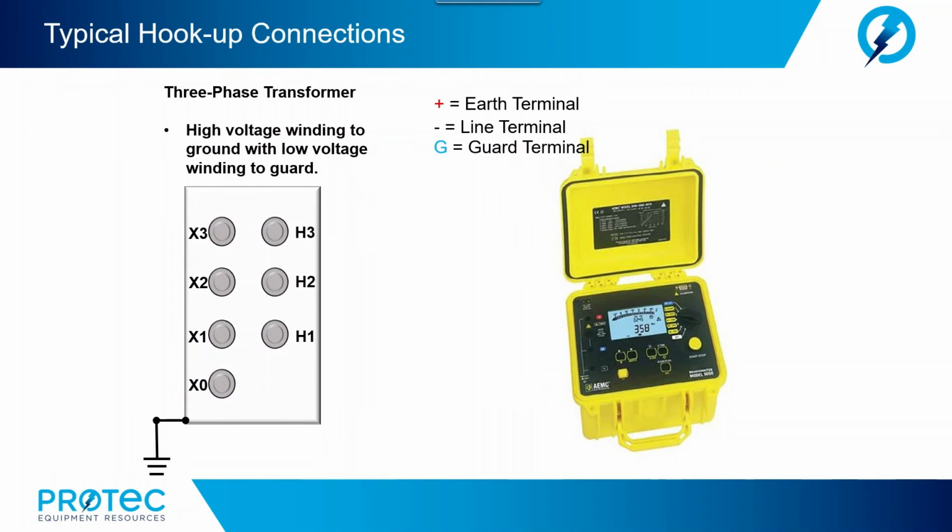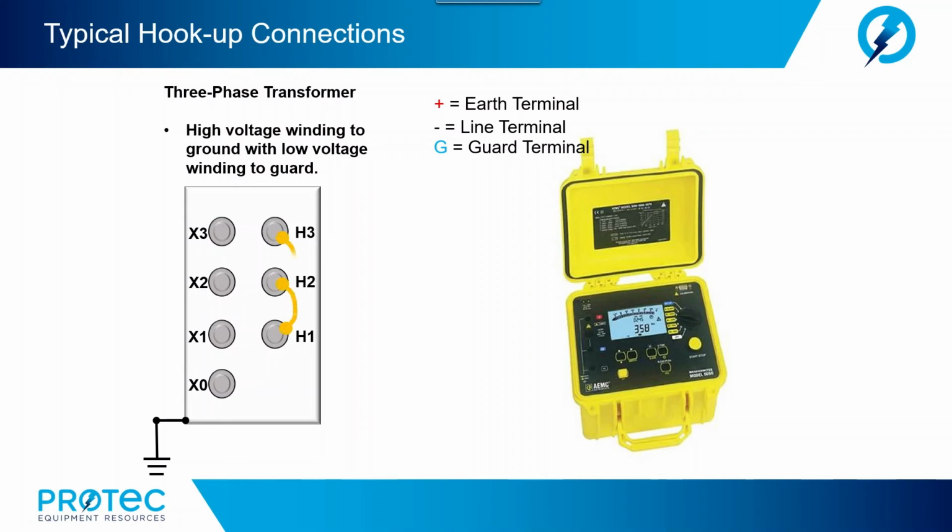Now, in our next configuration, let's say we want to measure high voltage winding to ground with the low voltage winding to guard. So in essence, in this setup, we're only interested in what is the leakage current that is flowing from the high voltage winding to ground, and we don't want the contribution of any current that is flowing from the low voltage winding.